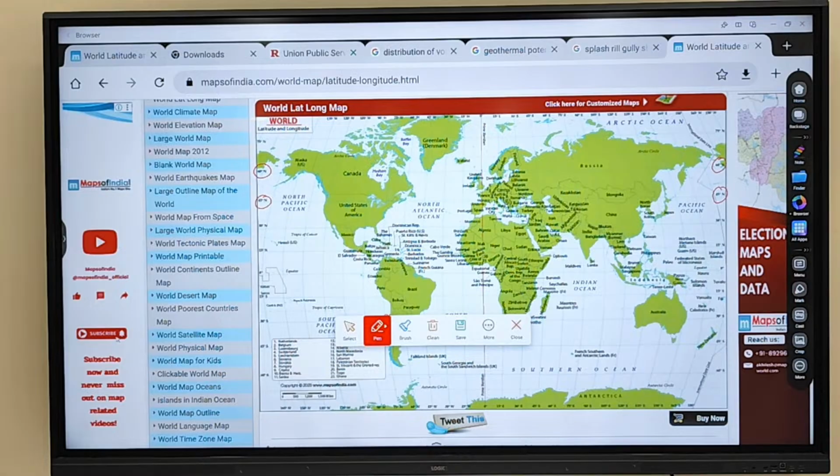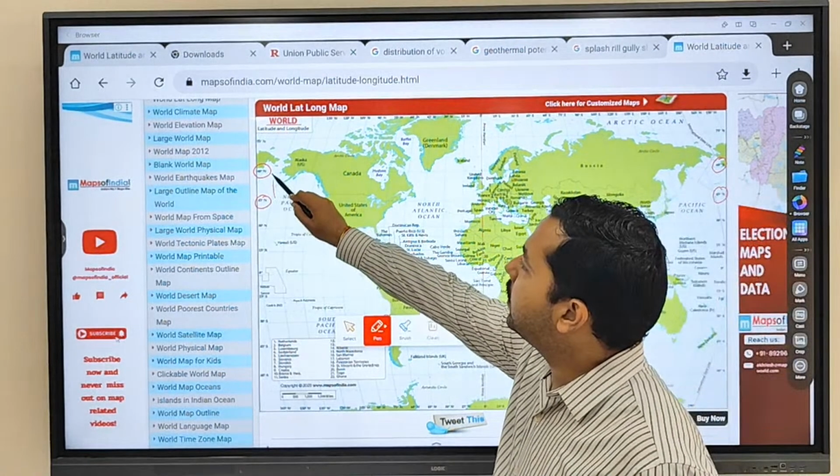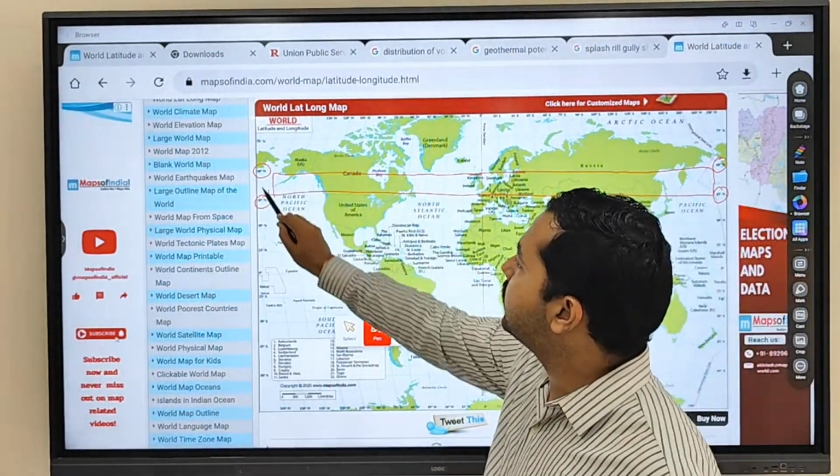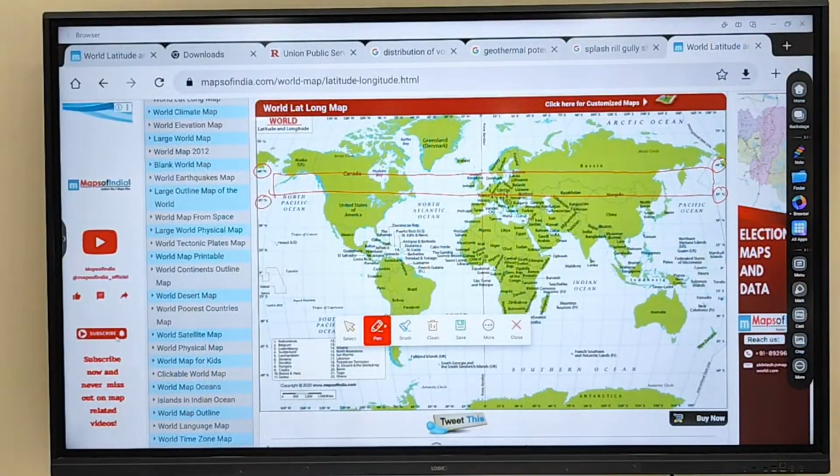So we discussed what generally happens: the extension of the subpolar low pressure belt is in this range. We have written 45 to 66 and a half. So the extension of subpolar low pressure belt is in this region. Clear?